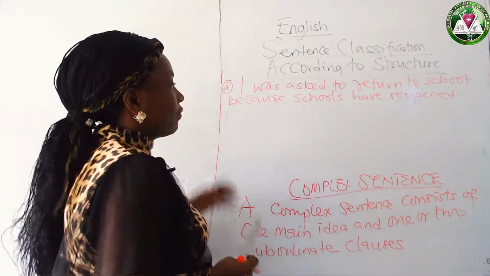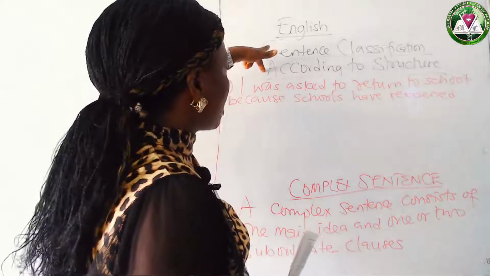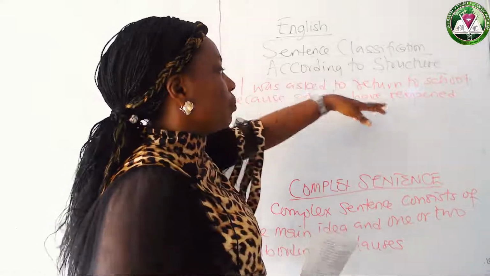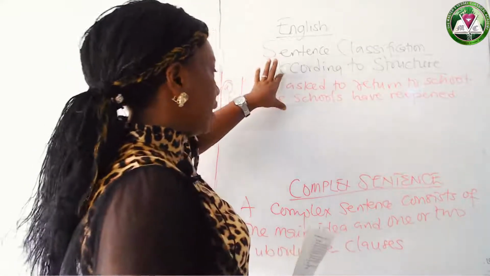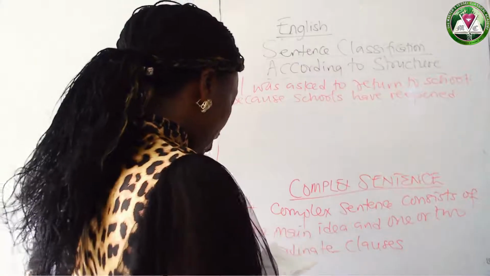Now we have one main idea or clause: I was asked to return to school. Then because schools have reopened, that's our subordinate clause. So here we have one main idea and one subordinate clause. Then we have another example.